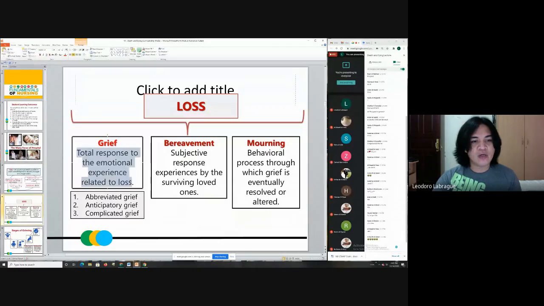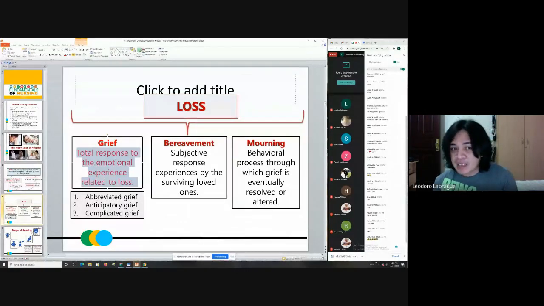This one, we call it as grief. When you see someone is grieving because someone from his family died, that is an emotional experience. Or she is crying because the pet dies. She is sad and she's crying because the cell phone was lost. We call it as grief. Okay. Now, one important type of grief is bereavement.